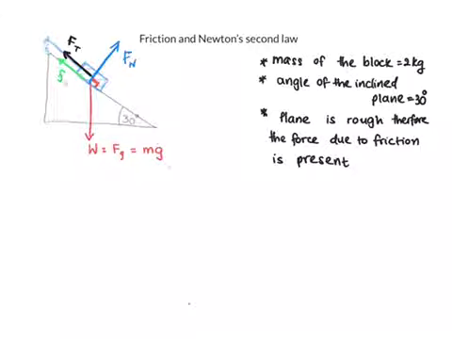Now, why did I use the letter Fs? The little f stands for friction over here, and then the S stands for static. So you have a static friction present going against the direction or the tendency to move direction.